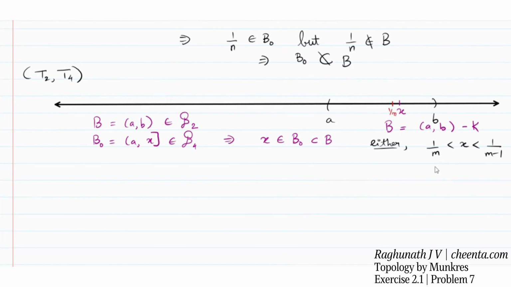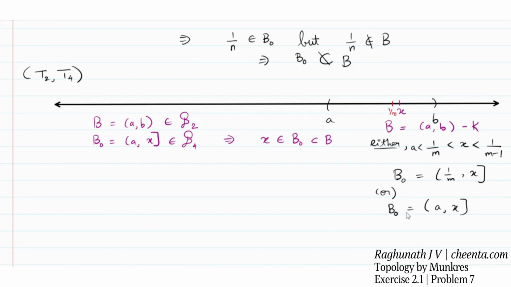Okay, in this case, I will take B naught to be [1/m, x] closed. Or you can see that there is no such m inside, and this is greater than a. And if there is no such m, then I can always take [a, x] closed to be my B naught.